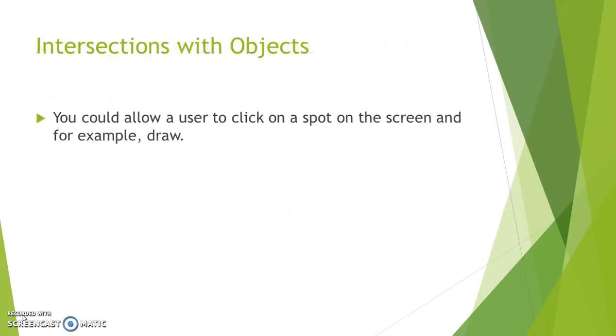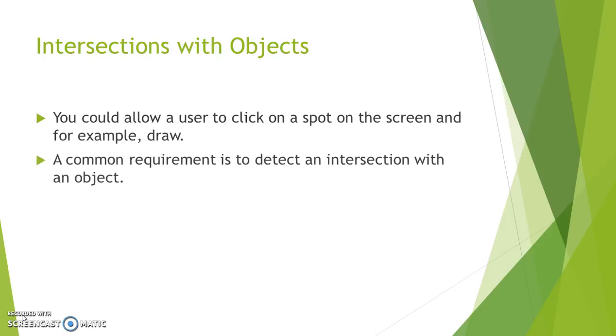Okay, and so now with you having written some code to detect the location of the mouse on click, we can do things a little differently. We can start to do things like allow the user to click on a spot on the screen and draw in a given color or with a given shape. Perhaps a more common requirement is to detect an intersection with some kind of object that we've already drawn on the screen.